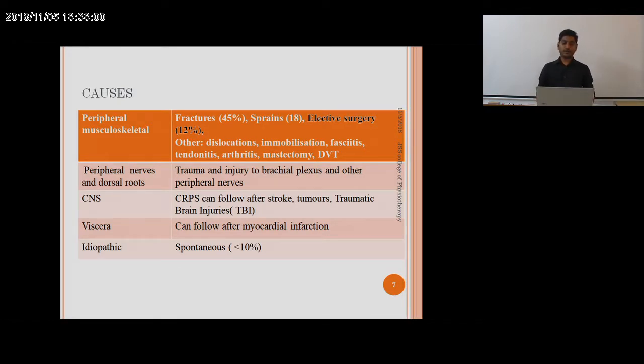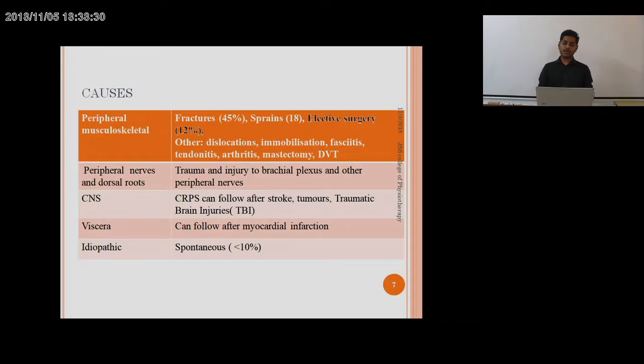When it comes to peripheral nerves and dorsal roots, trauma and injury to the brachial plexus and other peripheral nerves is one of the causes. In a brachial plexus injury, the injury happens either by traction or by blunt trauma, where a sharp object impinges on the structure. If there is any traction, the patient will have a stretched plexus, ultimately leading to neuropathic pain. And when it comes to the central nervous system, CRPS can follow stroke, tumors, and traumatic brain injuries.